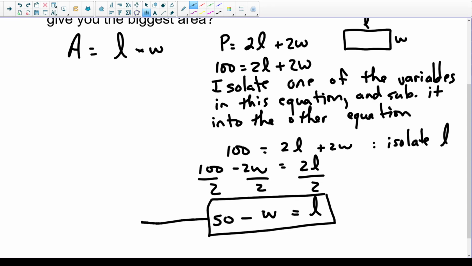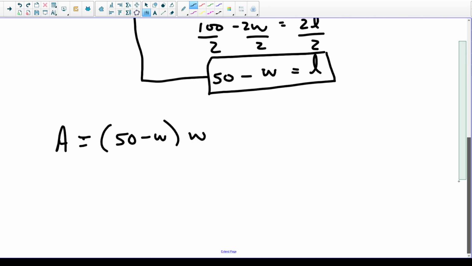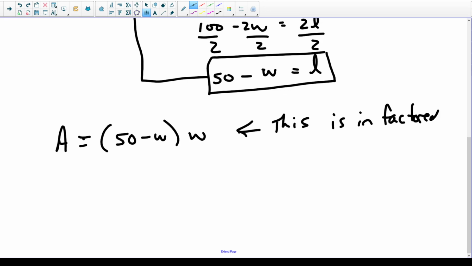And we're going to substitute that L into that L. So we end up with A is equal to 50 minus W times W. Okay, replacing the L by 50 minus W. Well, what format is this equation in? This is in factored form. This is the best scenario we can hope for. It's not in standard form, it's not in vertex form, it's in factored form. And when we're in factored form, we can easily find the zeros.